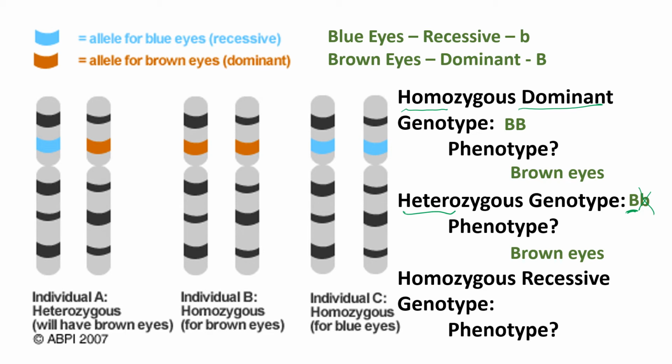And the last question, if you were homozygous recessive, what would your genotype be and what would your phenotype be? Well, your genotype would be 2 small letters, because you're homozygous, so it means the 2 of the same letters, and it's telling you that you're recessive, so you have 2 little b's. And that would make you have the recessive phenotype of blue eyes, because there's no big B to hide my blue eye trait.